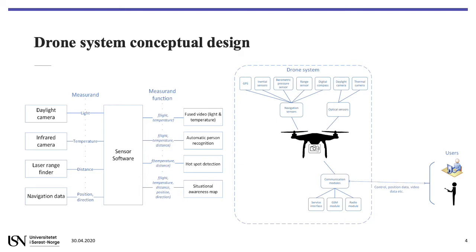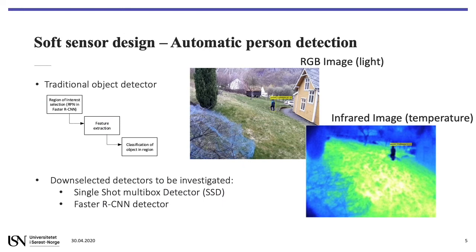The conceptual design of the drone rescue system is based on a drone equipped with navigation sensors and optical sensors, where we feed the soft sensor module with navigation data and the laser rangefinder data that measures distance from the drone to an object, thermal camera image, and daylight camera image. So the soft sensor design of the automatic person detection was done using MATLAB and Python.